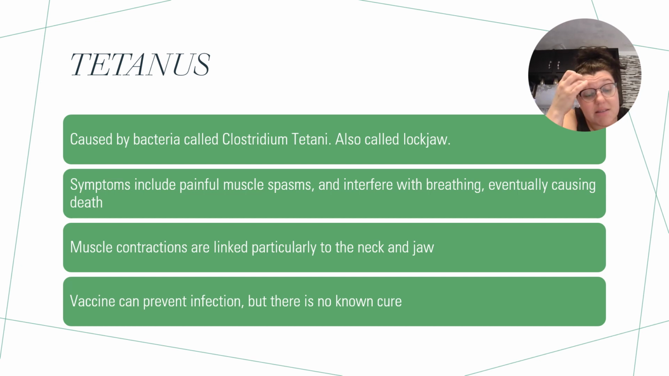Here we have tetanus. So this is caused by a bacteria called Clostridium tetani. And you may know tetanus as lockjaw. The symptoms include painful muscle spasms, and it may interfere with your breathing, which eventually can cause death. Muscle contractions are linked particularly to the neck and the jaw, hence the name lockjaw. Vaccine can prevent infection, but there is no known cure. So if you step on a rusty nail, the best thing to do is go get your Tdap vaccine.